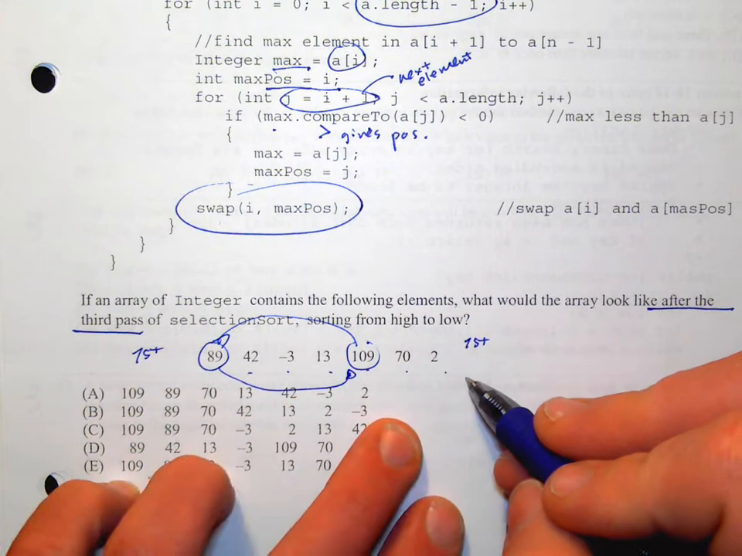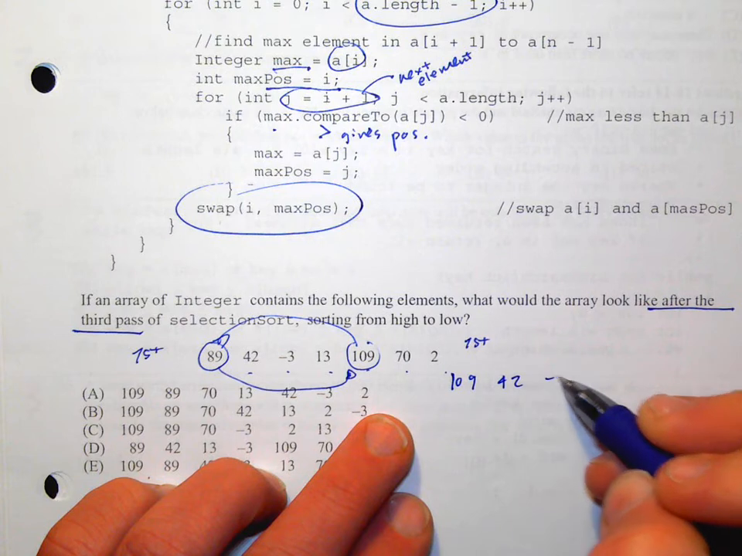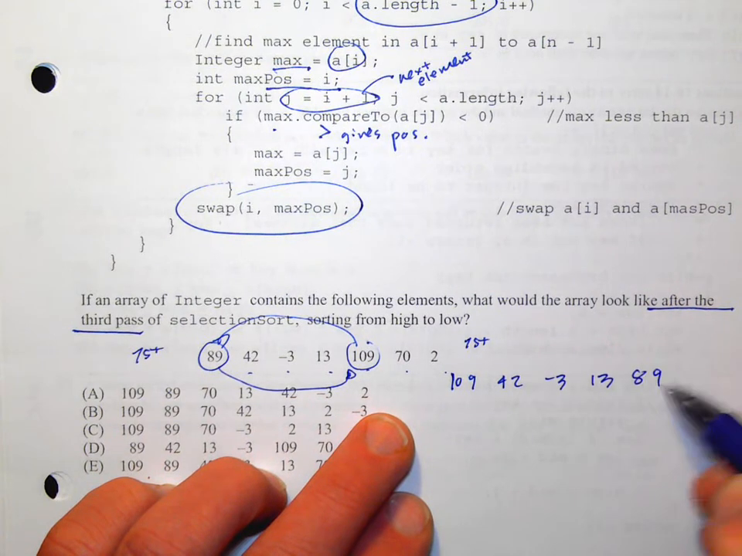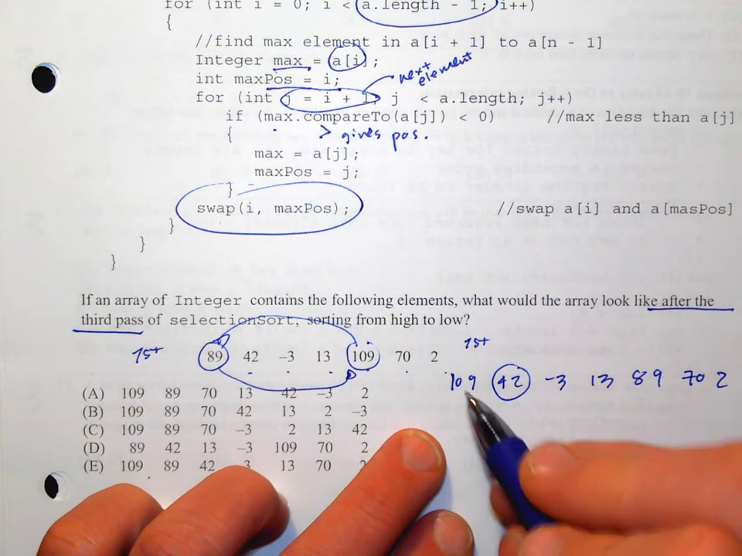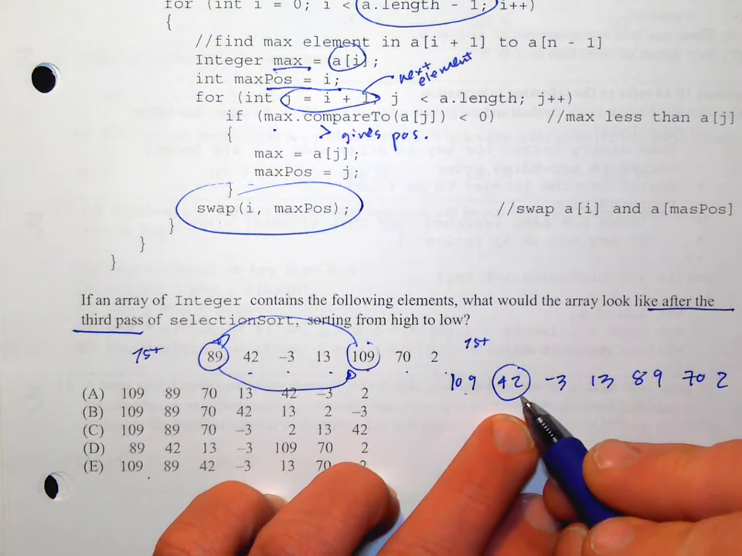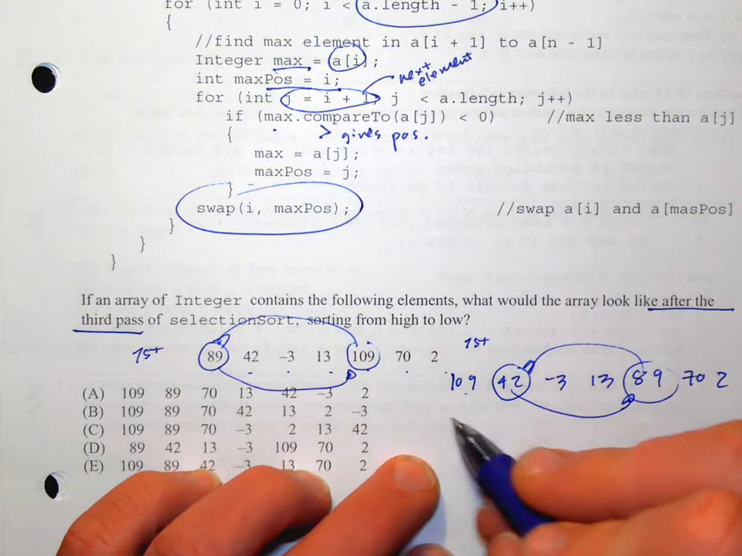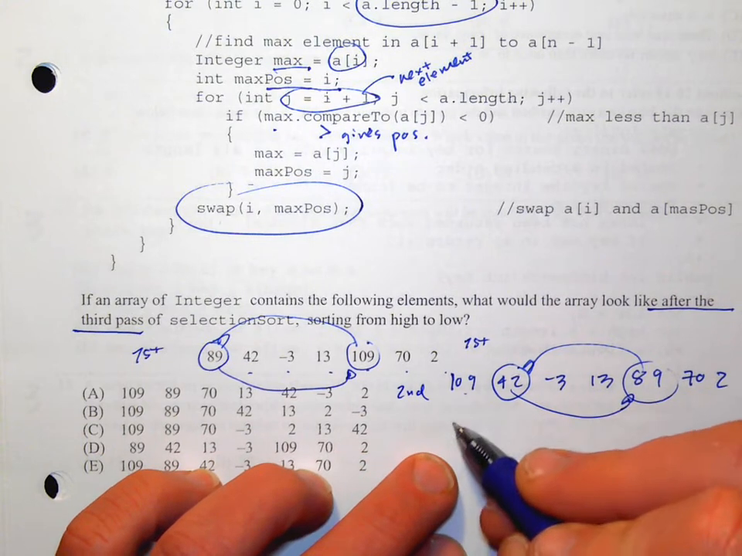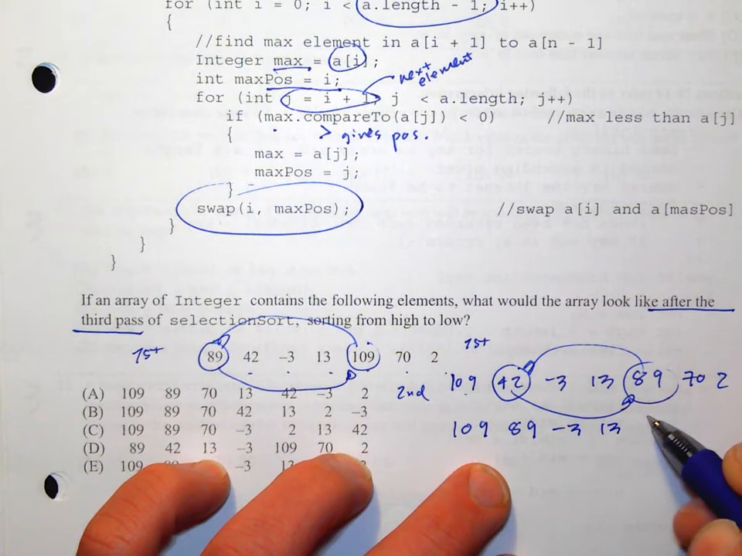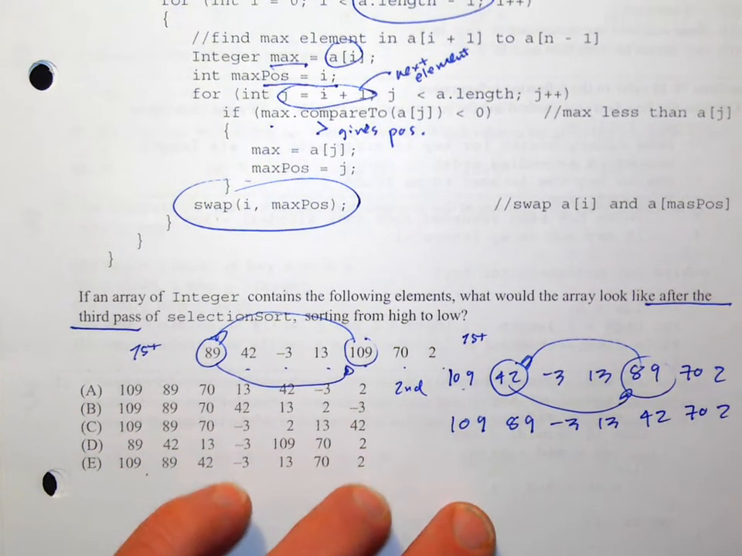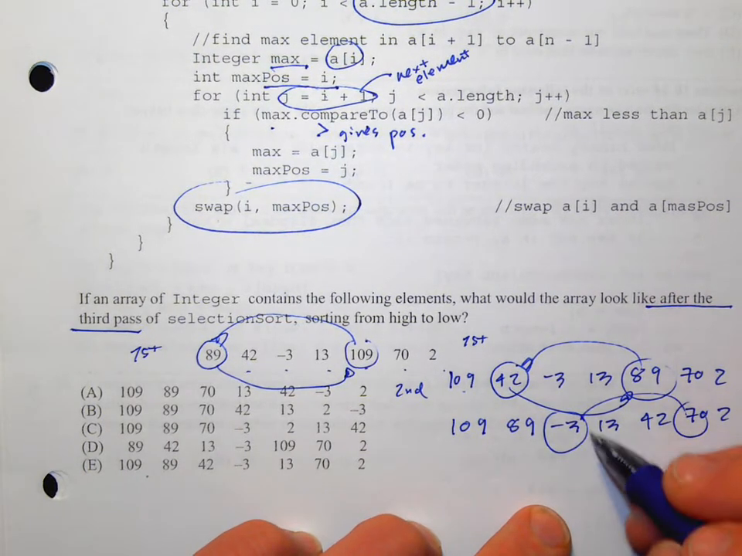So after the first pass, we're at 109, 42, -3, 13, 89, 70, and 2. Now the second pass starts in the next spot. That first one is for sure in the right spot. So it starts here, sets that to max, looks for the max in the rest of it, and swaps those. So after the second pass, two things are in the right order, but you have to follow the swap. Now we check this one and look for the biggest one left, and it swaps those.